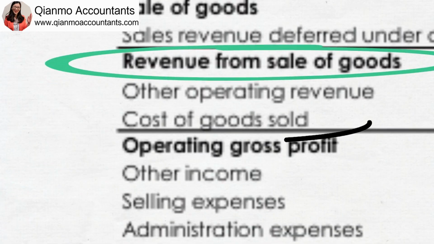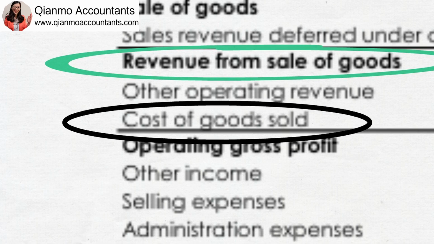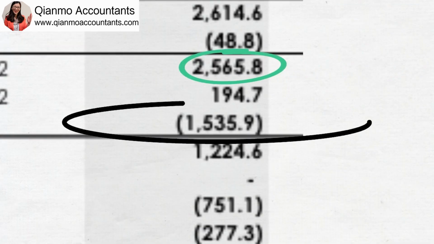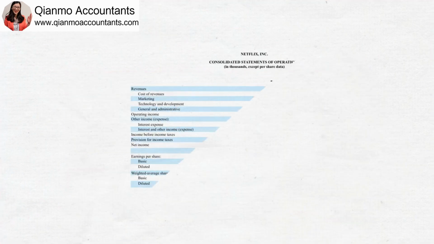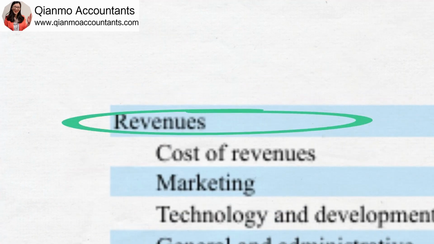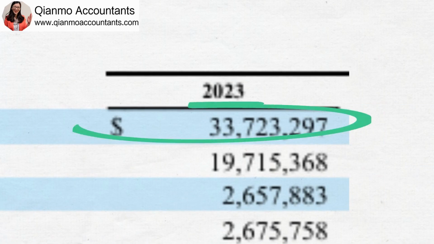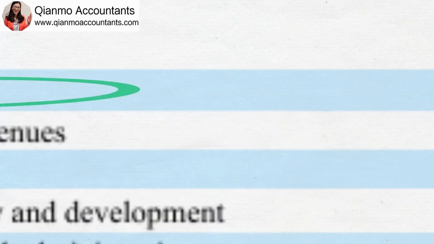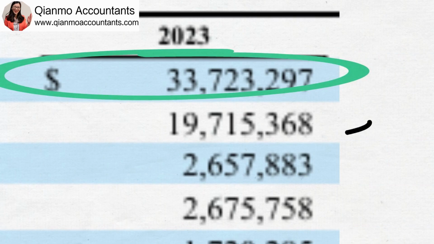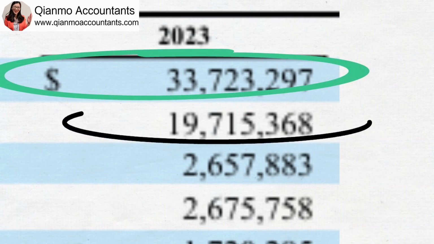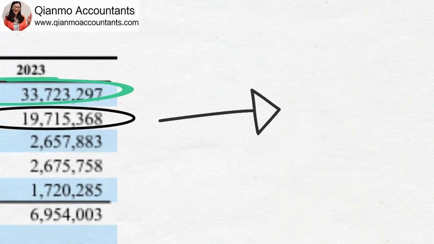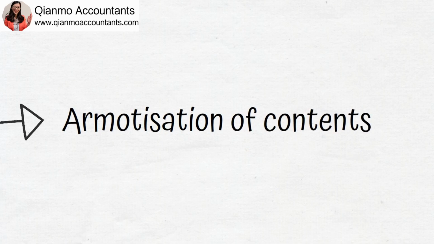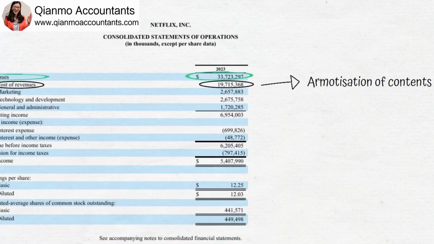2,565 million Australian dollars. The largest cost is the cost of goods sold, which is about 60% of the revenue. Revenue in Netflix comes from its subscription, which is $33 billion. The cost of revenue is $19 billion, which is 57% of the revenue. The majority of Netflix cost of revenue is the amortization of the streaming content assets.